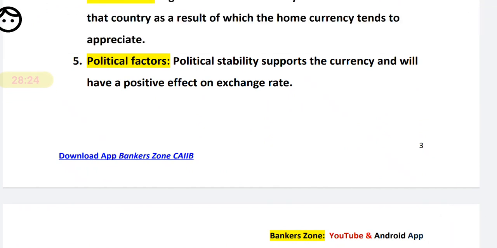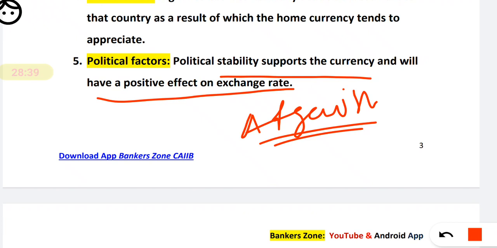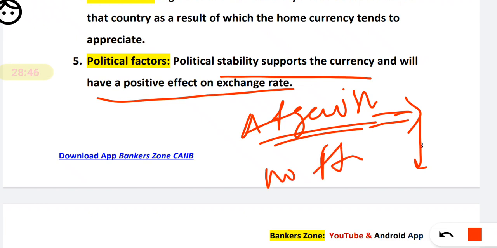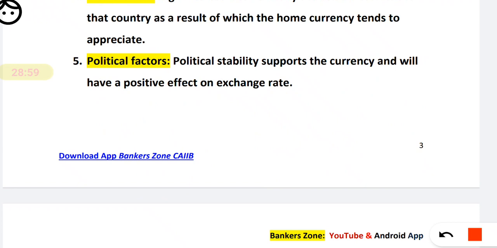Political stability also supports the currency and will have a positive effect on the exchange rate. See how it is, for example Afghanistan, okay. We all know in Afghanistan the Taliban is very active, right? So nobody wants to invest in Afghanistan, okay. We know there is no political stability in Afghanistan. Take the example of Syria or North Korea. Okay, there is very high fluctuation in the political situation. Take the example of the nearest country, Pakistan.